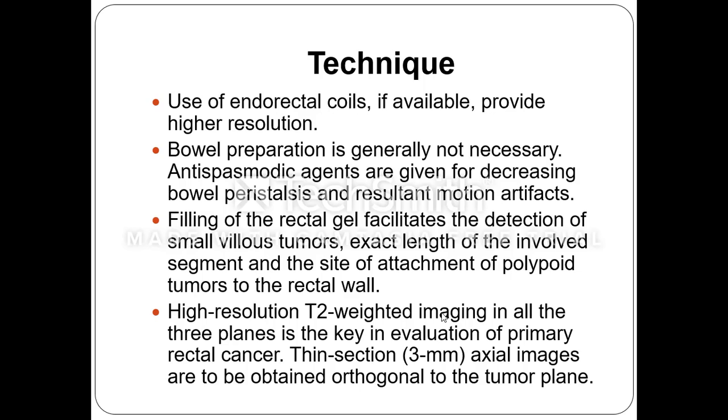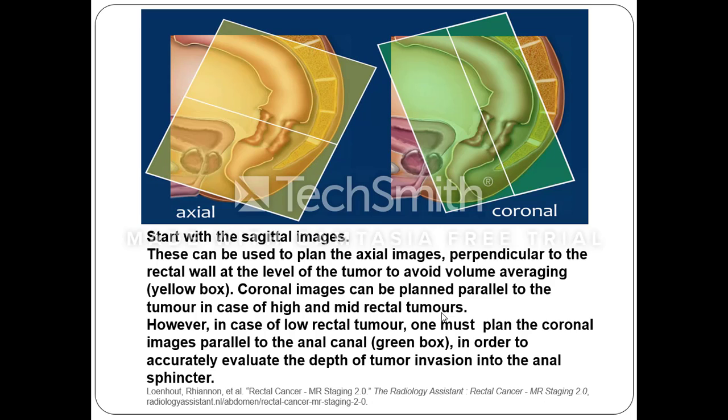High resolution T2 weighted images in all three planes is the key in evaluation of primary rectal carcinoma. Thin section 3 mm axial images are obtained orthogonal to the tumor plane. Initially, we start with obtaining the sagittal images.